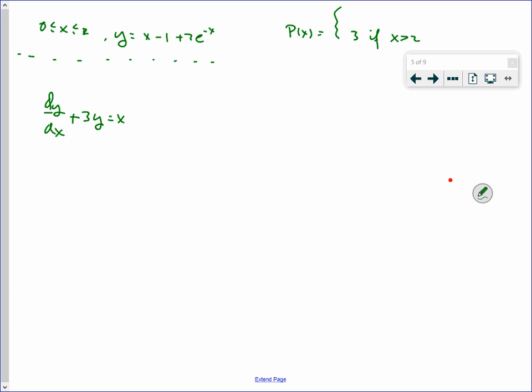Now, we start at x equals 2, so we need not the initial value we had before, which was when x equals 0. We now get our initial value, since whatever our solution to this must match up to the one we already had that works from 0 to 2. Our next initial value is gotten by plugging a 2 in here: 2 minus 1 plus 2e to the minus 2. So it's 1 plus 2e to the minus 2.